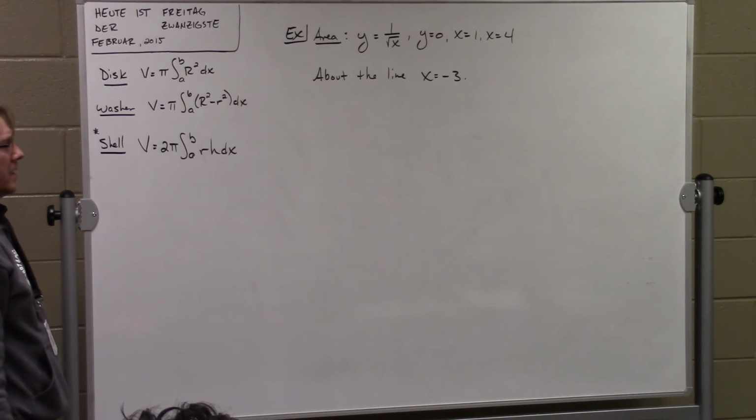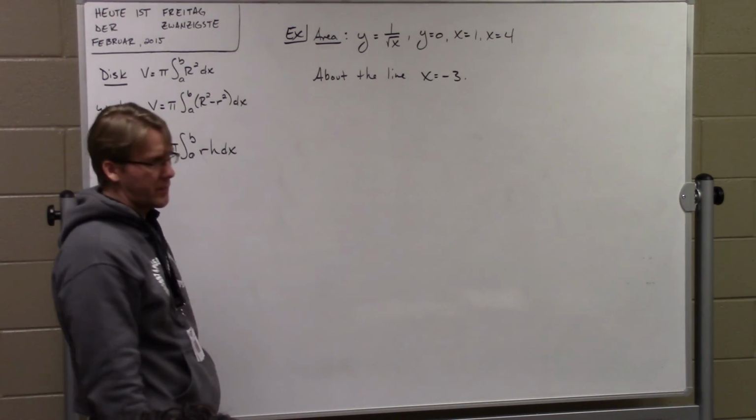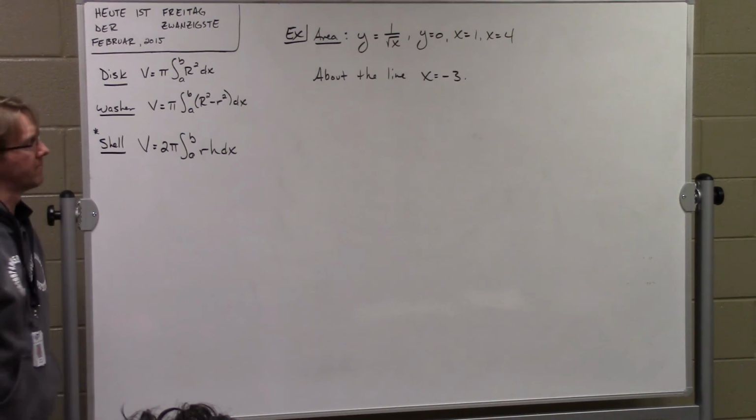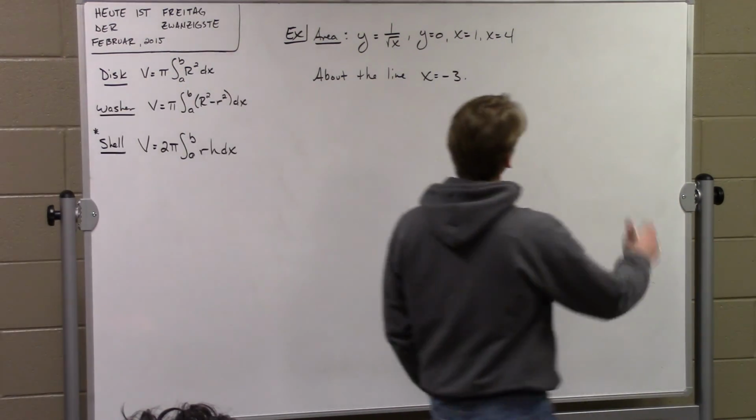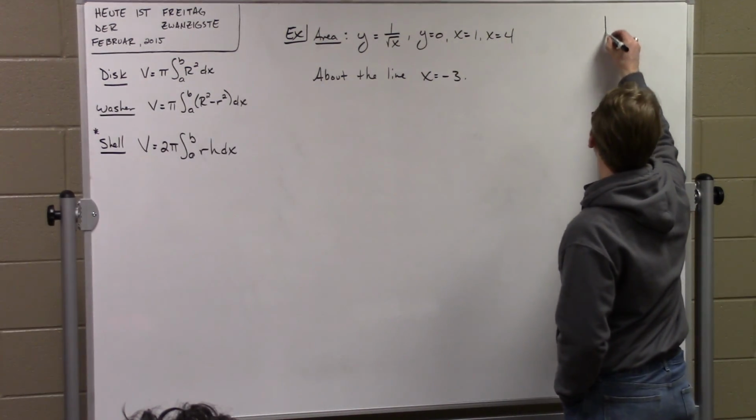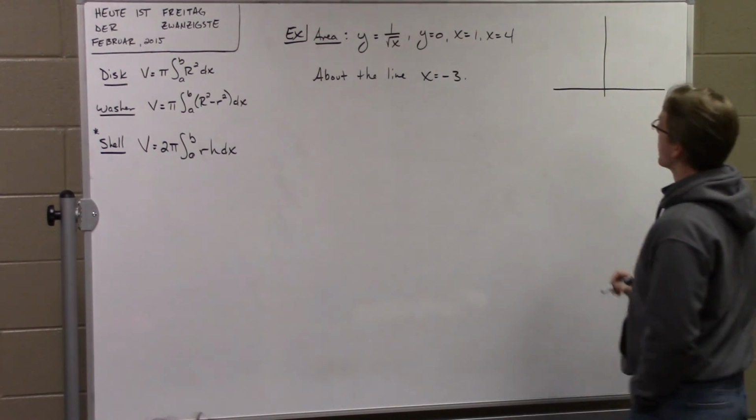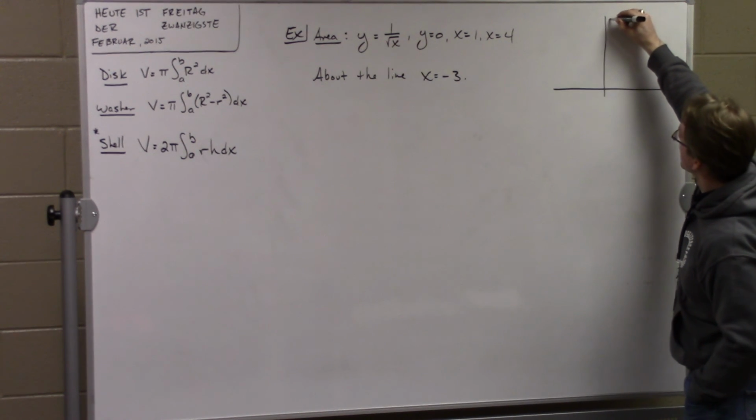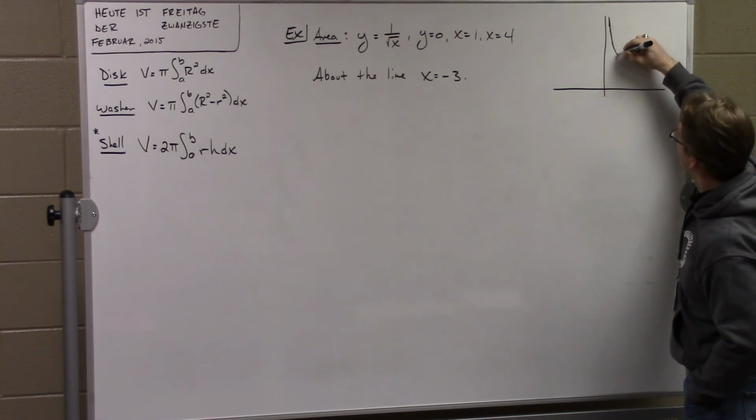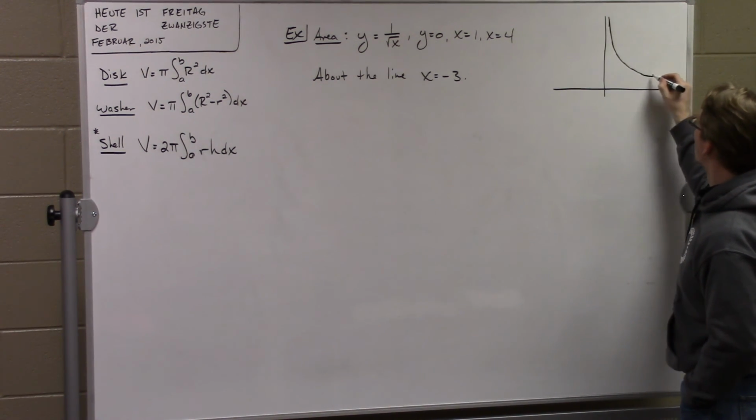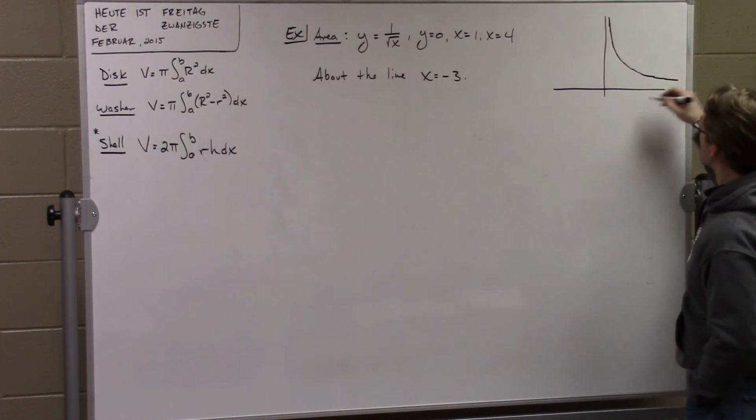So it's not the x-axis or y-axis, but it is parallel to one of those. Okay? I'm going to come over here and give you a crude sketch of what's going on. Alright. 1 over the square root of x is going to look something like this. Kind of curves down like this. It does have an asymptote at 0 here and at 0 here.